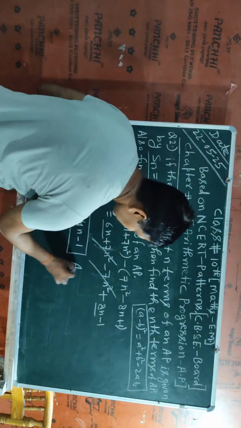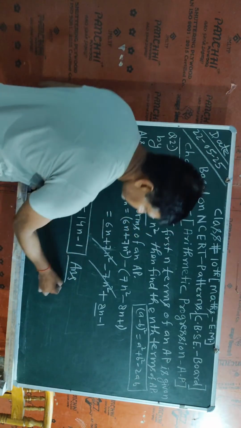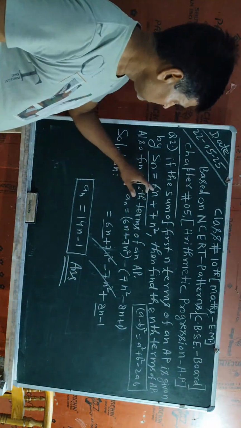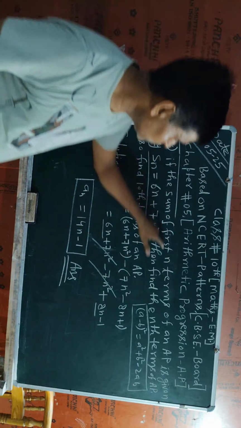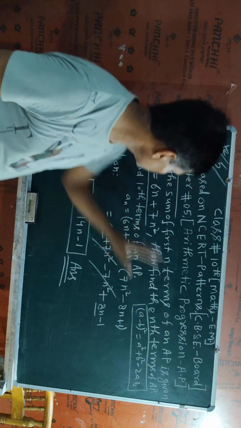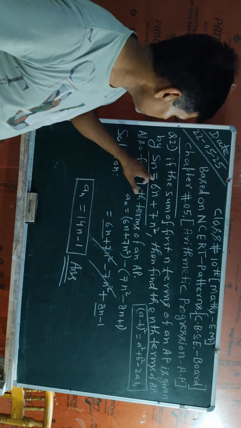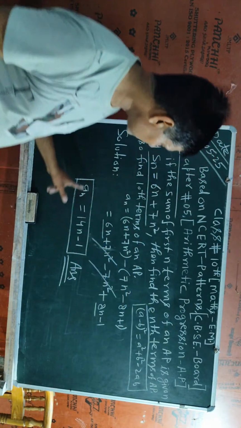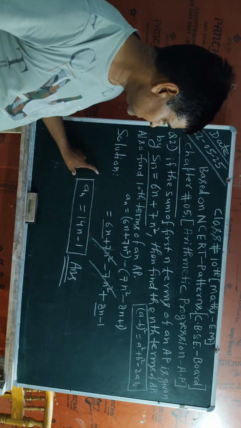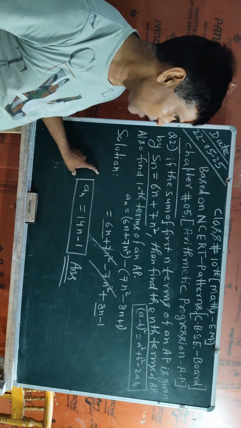This is the answer. This is one answer of the question which is asked. That is, the sum of first n terms of an arithmetic progression is given by this formula, and we have to find the unit term of that arithmetic progression. So this is the unit term of that arithmetic progression.